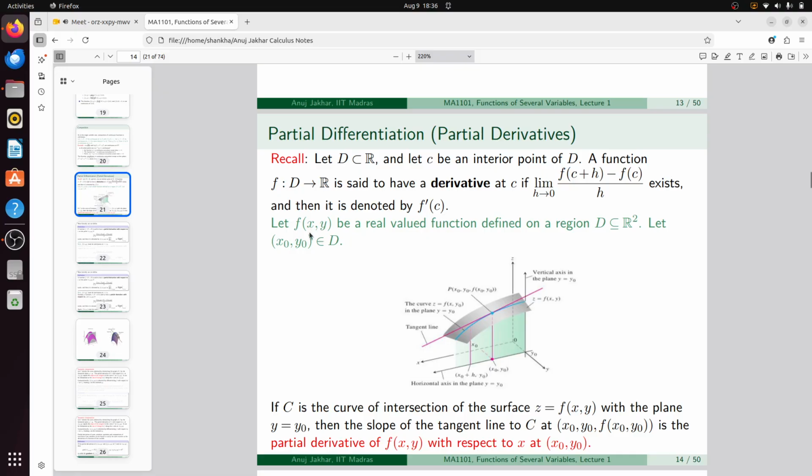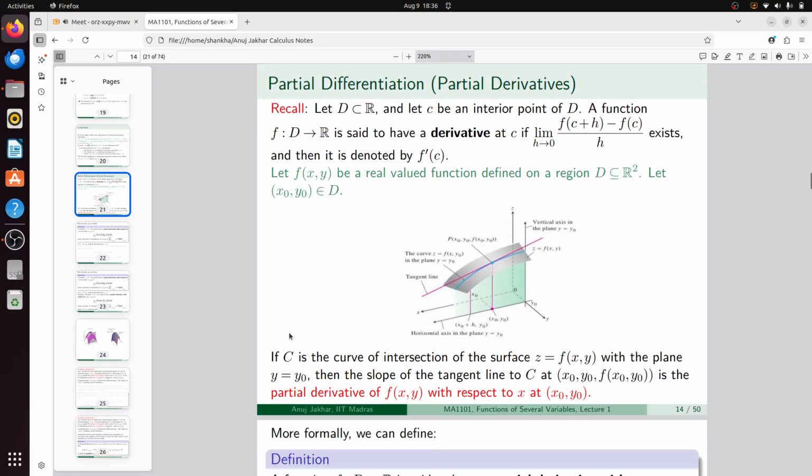Now if you have a real valued function f of x, y defined on a region D subset of R2, let x0, y0 be in D. If C is the curve of intersection of the surface z equal to f of x, y with the plane y equal to y0, then the slope of the tangent line to C at x0, y0 is the partial derivative of f with respect to x at x0, y0. So just carefully read this sentence. This is basically the geometric interpretation of partial derivatives. First and foremost, partial derivative is: you fix one variable and you take the derivative with respect to the other.